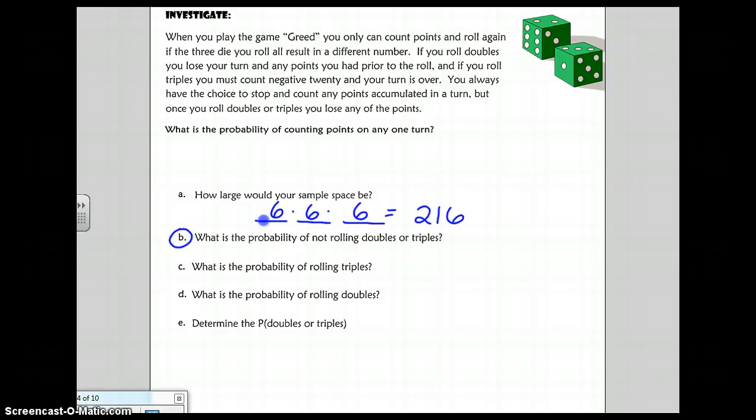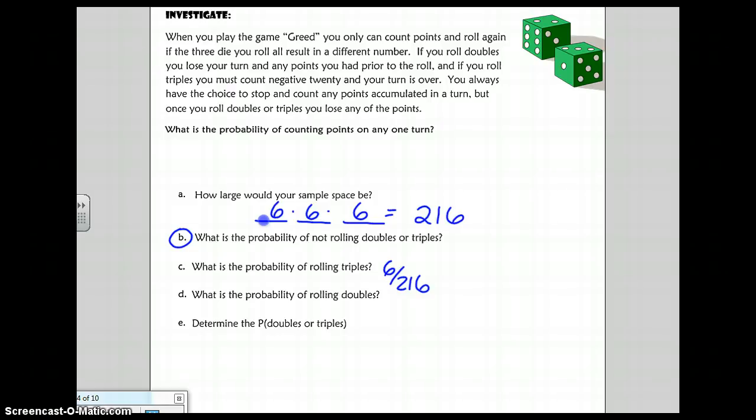What is the probability of rolling triples? So all 1s, all 2s, all 3s, all 4s, all 5s, or all 6s? So the probability of rolling triples is actually 6 out of 216, because you only have one option for each die. So you can either have 1, 1, 1, or 2, 2, 2, or 3, 3, 3. Make sense? So there's 6 numbers, so that means there's 6 options.